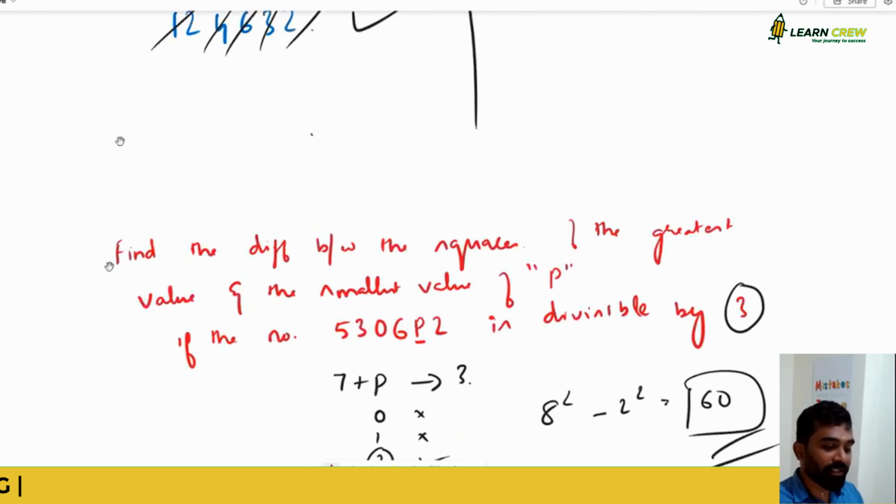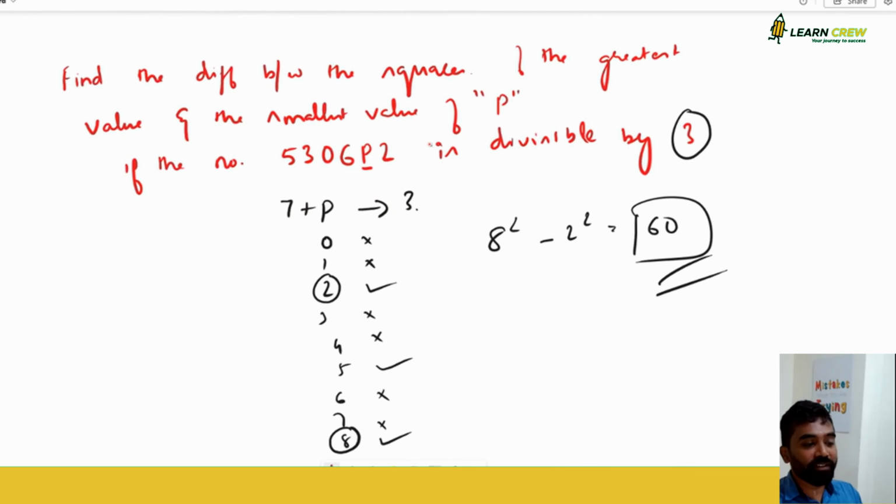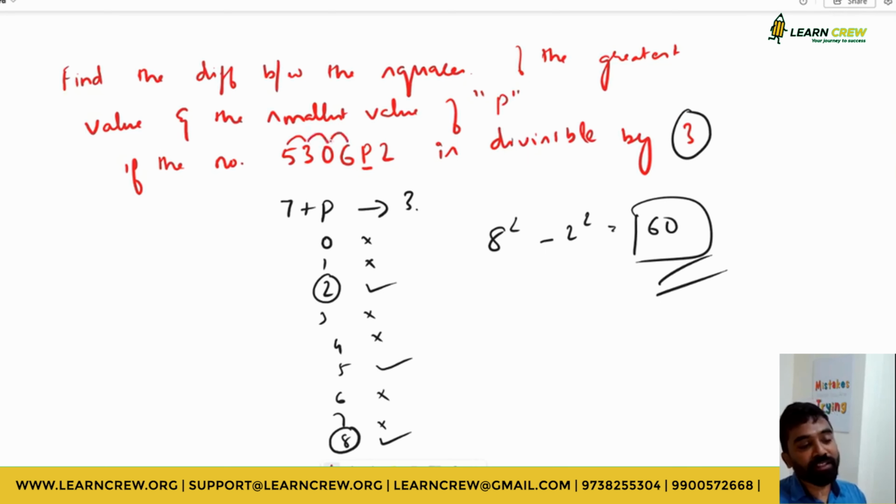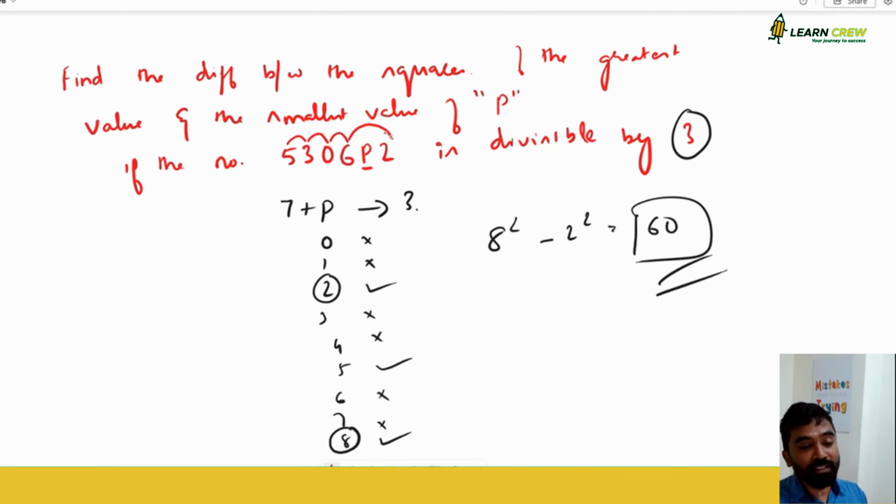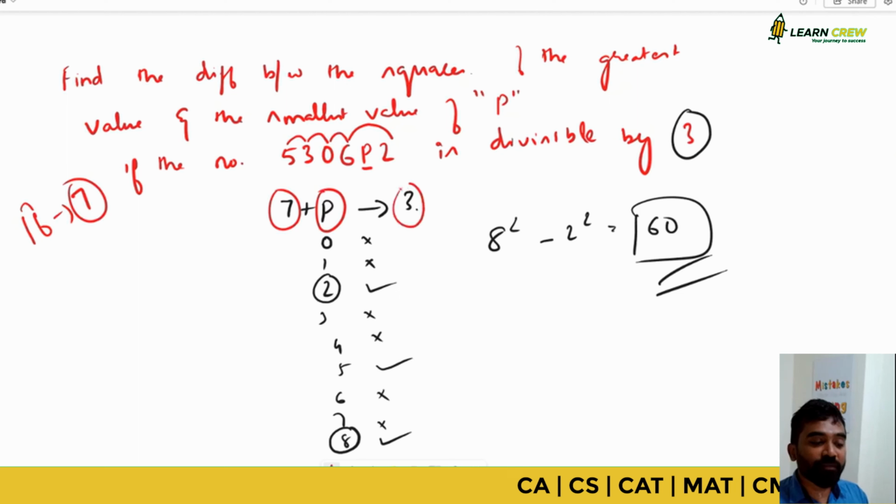Fine, this is 1. But here they are given, find out for this given number if it is divisible by 3. If this given number should be divisible by 3, sum of this number should be divisible by 3. It's going to be 5 plus 3, 8, 8 plus 0, 8, 8 plus 6, 14, 14 plus 2, 16. 16 can be further simplified as 6 plus 1, that is 7. So it becomes 7 plus p. 7 plus p should be divisible by 3.